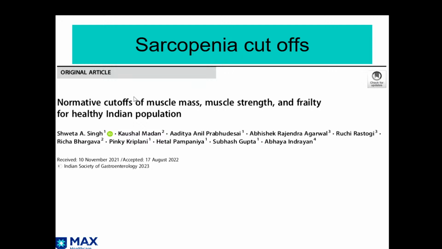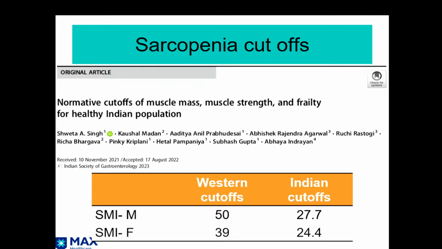Second, do you really know what the sarcopenia cutoffs are? People have been using a cutoff of 52 for males and 38 or 39 for females, which are Western derived cutoffs. Dr. Rakhi showed you a cutoff of 36 and 30. And this is what we derived, a cutoff of 27 and 24. So we really don't know what the cutoffs are. How can we depend on these studies which tell you these are the cutoffs, these are the sarcopenic patients, don't transplant, when we don't know the cutoffs?